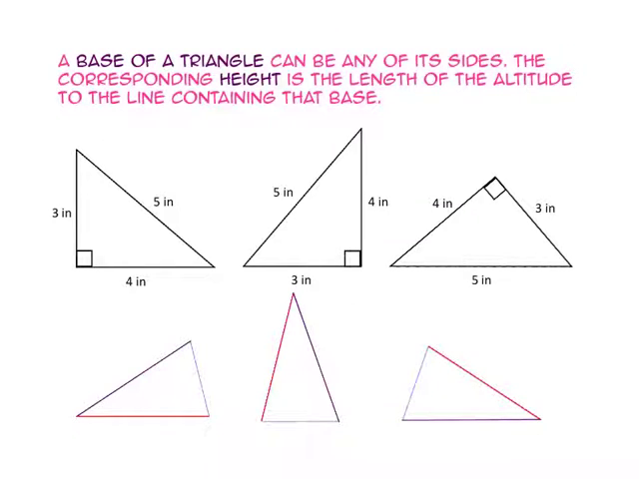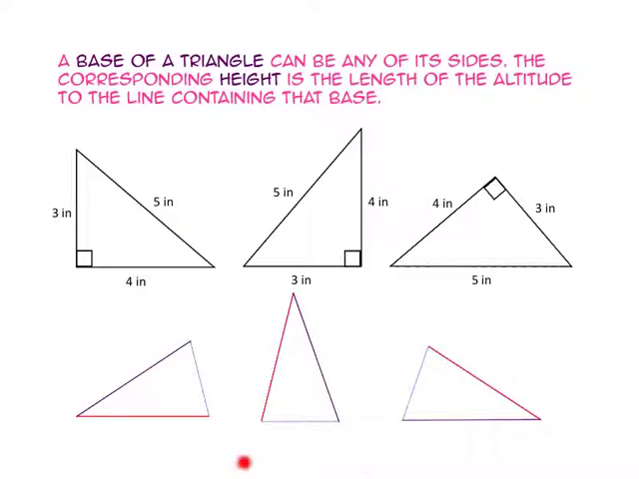The base of a triangle can be any one of its sides. The corresponding height is the length of the altitude to the line containing that base. In our first triangle, the right triangle, if 4 is the base, its corresponding height is 3. If 3 is the base, its corresponding height is 4. And if 5 is the base, this would be the corresponding height.